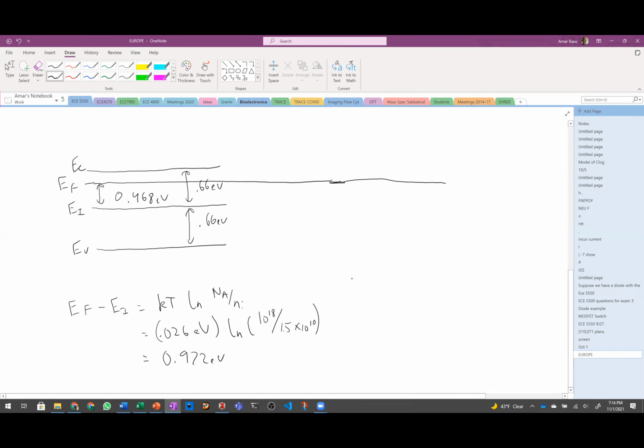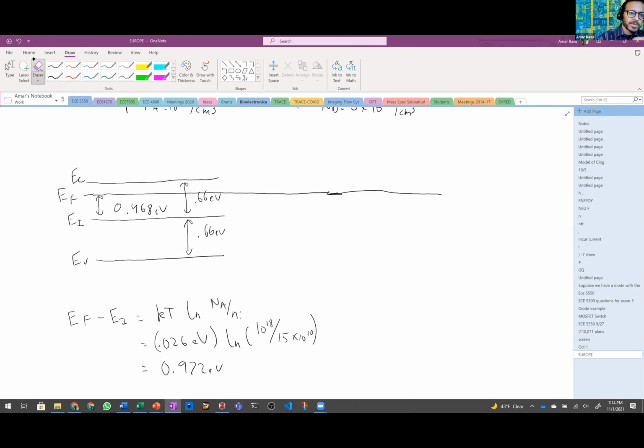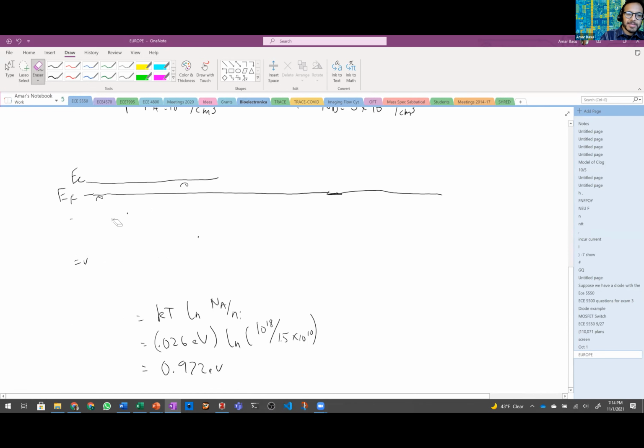Sure. Yeah. So that equation would be. Oh, I made a goof here. I'm sorry. This is the P side. This is EF. It should be EI minus EF. I wrote it in the incorrect manner. Sorry about this. Janine, could you help me out here again? Could you tell me what that value was? Yeah, 0.468. Okay.